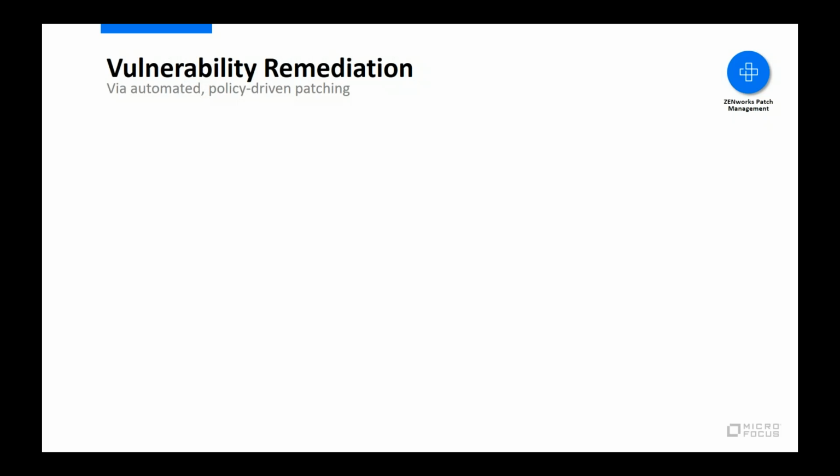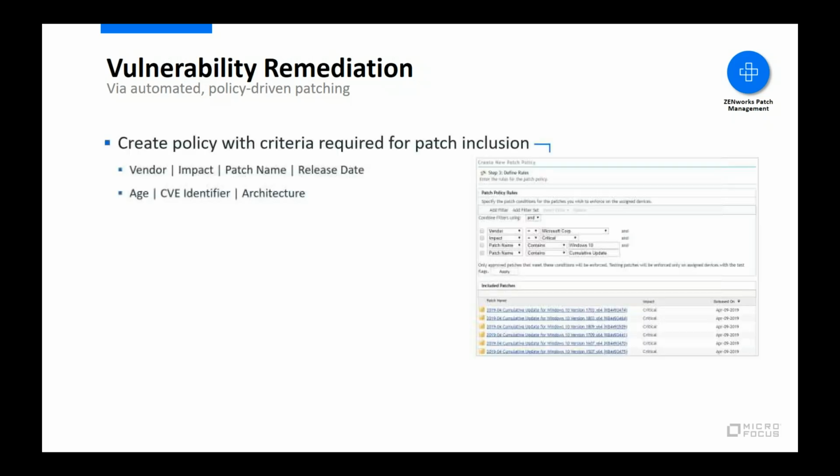Fortunately, the majority of patching falls into the category of preventative maintenance rather than reactive, on-demand remediation of emerging threats. This is where automated, policy-driven patching comes into play. Patch policies use rules to define the criteria that a patch must meet to be included in the policy. The rules include various patch attributes, such as the vendor, impact, name, or architecture. In the captured screen, the defined rules result in the policy including all critical Windows 10 cumulative updates.